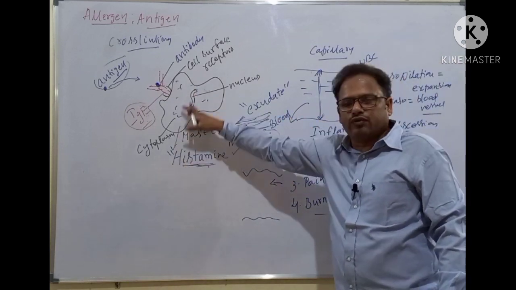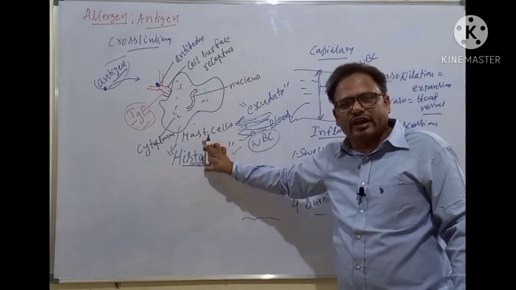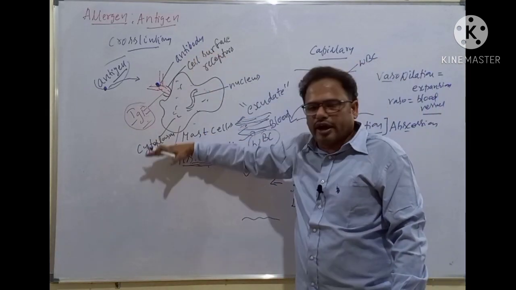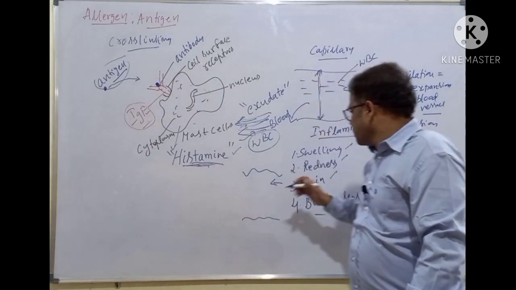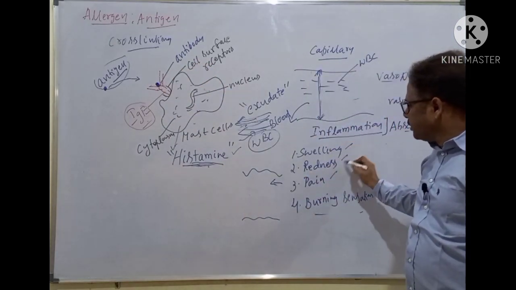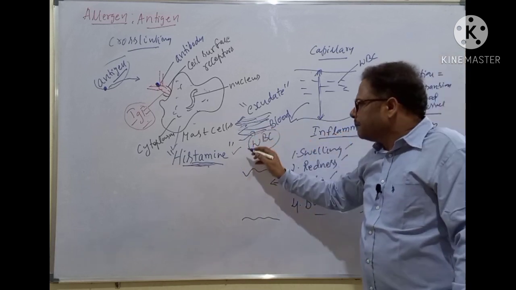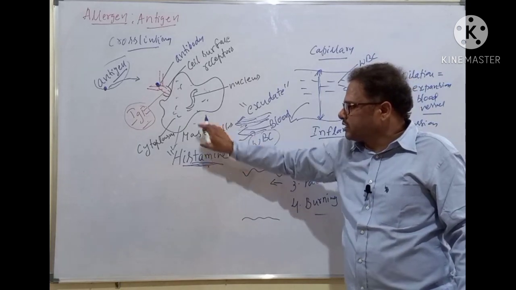Inflammation is done by which one? Inflammatory mediator. What is the inflammatory mediator here? Histamine is the inflammatory mediator which is causing this inflammation at the site of this injury or some other infection. Clear, students? So this is called swelling, redness, pain and burning sensation. Inflammation is done by the inflammatory mediator called histamine. Histamine is released by the mast cells.